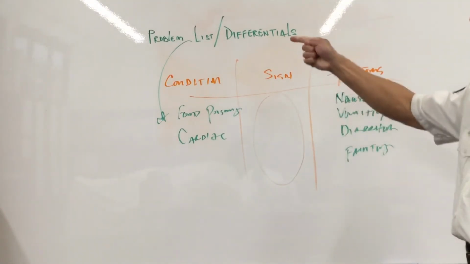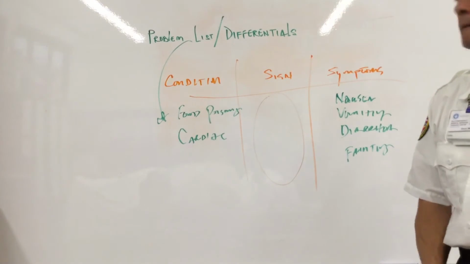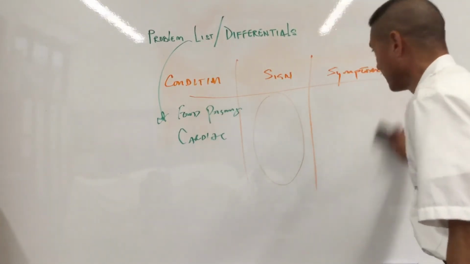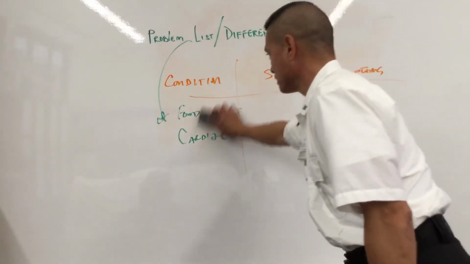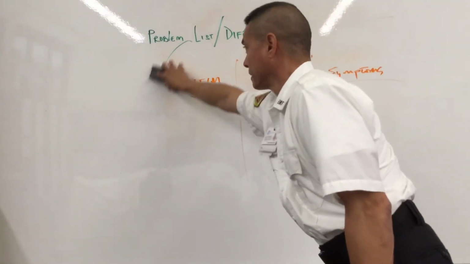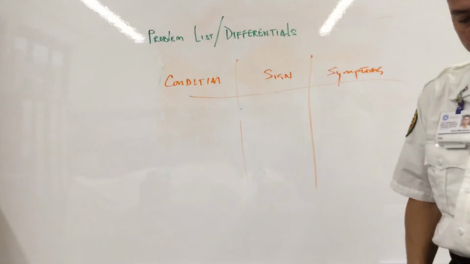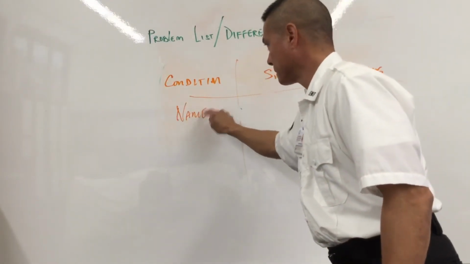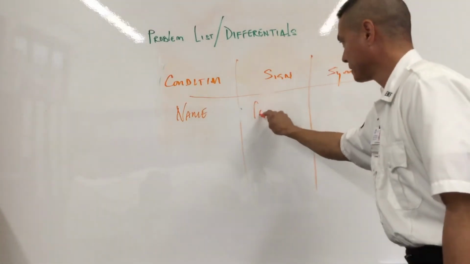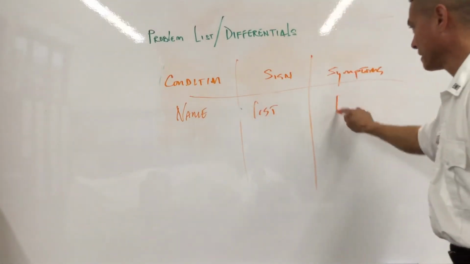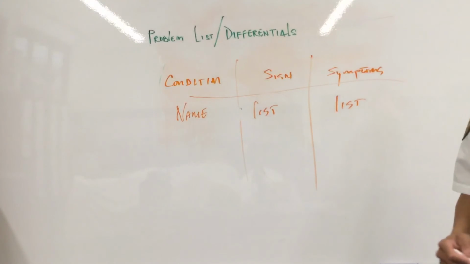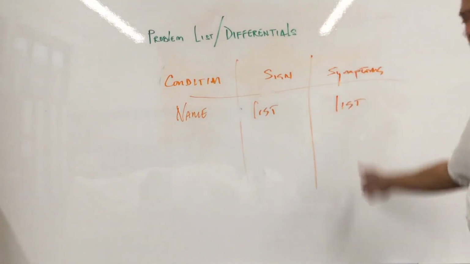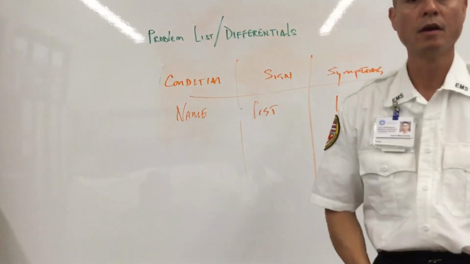Again, this is our differential or our problem list. As we go through learning the medical emergencies, the idea is for us to learn the condition, name your condition, and then list the signs and list the symptoms, so that later on we can create a problem or differential list based on the signs and symptoms that the patients present with or they tell you.